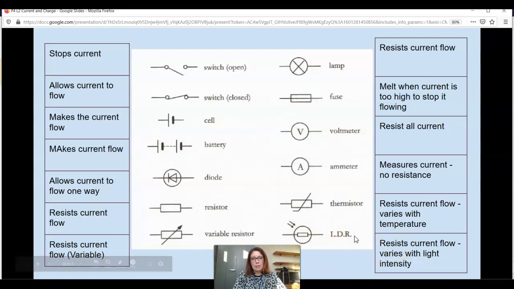So you might have some of these in your garden with lights that turn on automatically when it's dark. Light dependent resistor. Okay, what I suggest is you pause the video and write down the information.